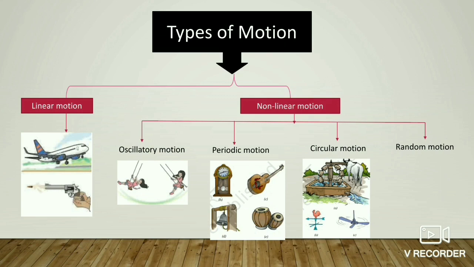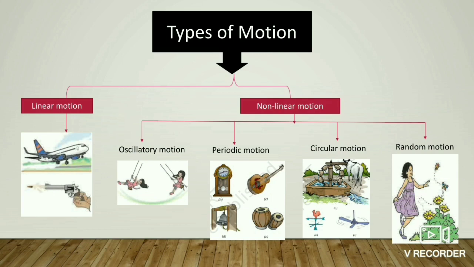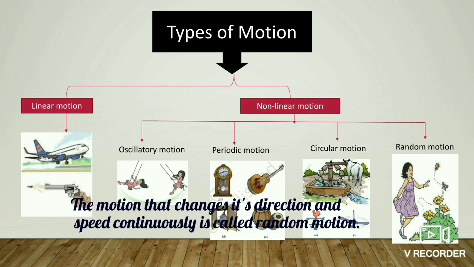For example, the motion of a pointed mark on a blade of an electric fan or the hands of a clock are examples of circular motion. Now fourth, random motion. The motion that changes its direction and speed continuously is called random motion.